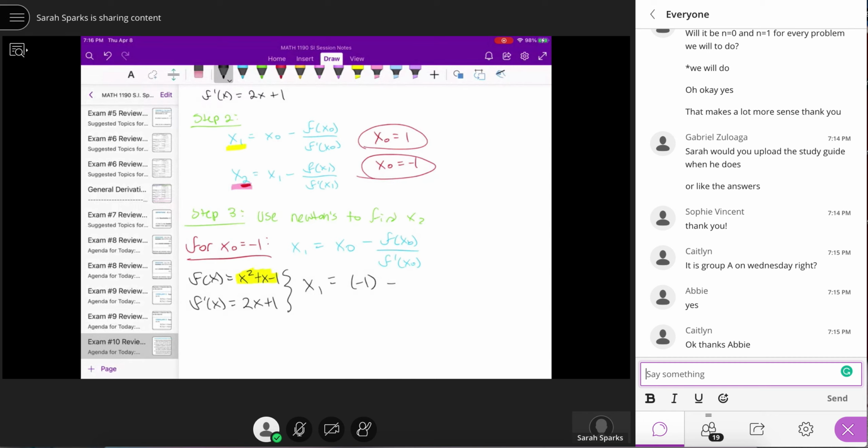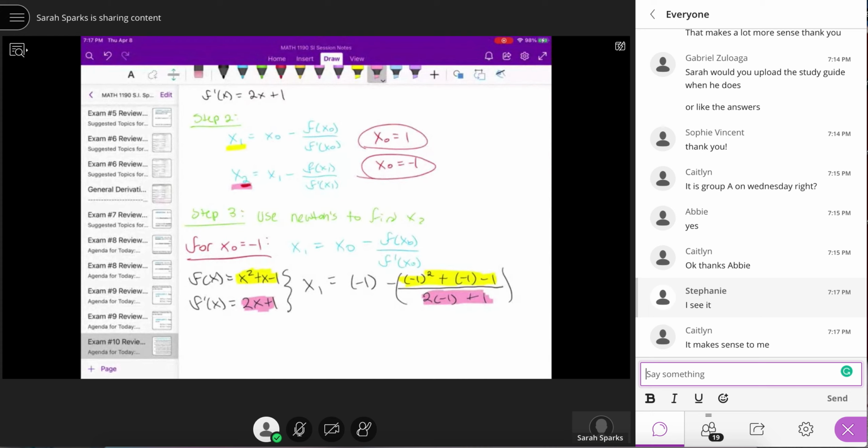So we're going to have -1 squared plus -1 minus 1 over 2 times -1 plus 1. Does that make sense what I did there? This yellow part on the top is from f of x, and this pink part on the bottom is from f prime of x. I'm just evaluating those different functions at -1. You see it? It makes sense? Okay.